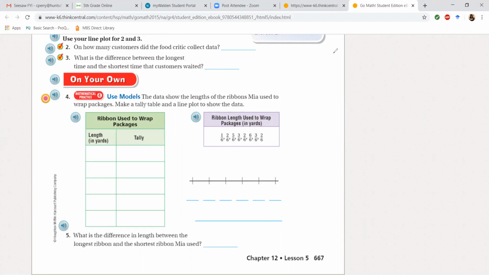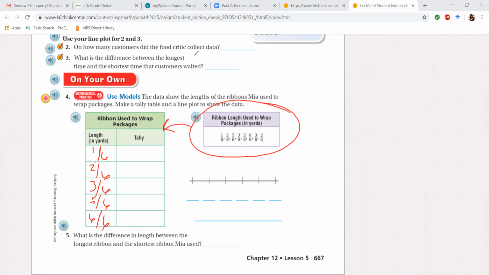All right, first, let's use the data table right here. Transfer that information to our tally table. So let's look at all of our fractions. I see a 1/6, 2/6, 3/6. There are no 4/6, 5/6, and 6/6. So let's throw in our fractions here with tally marks.